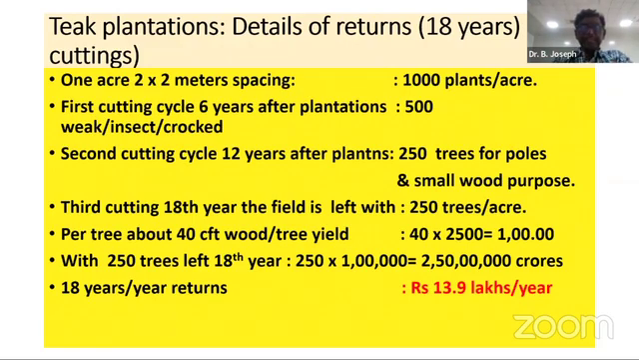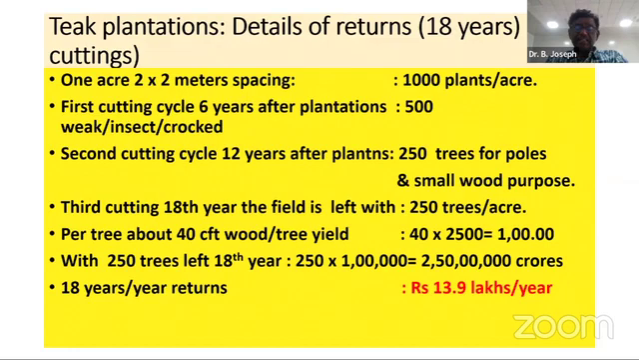Then with the third cutting in the 18th year, the field is left with about 250 trees in 1 acre. The 18th year means 6 into 3 is 18. We get roughly 40 cubic feet of wood from one tree. So 40 into 2,500, roughly we'll get about 1 lakh of returns from each tree. When we go with 250 trees into 1 lakh, it is 2.5 crores, 2 lakhs 50,000 means 25 crores we are going to get.